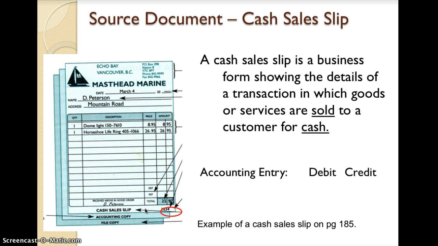Now let's look at the accounting entry. We are going to debit the bank account $35.90 and credit the sales account.